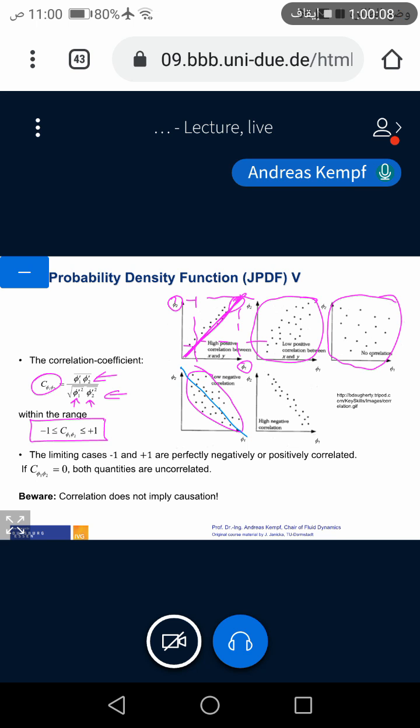So now we have a negative correlation coefficient, meaning that if we find high phi 1, we are in this zone here, where we only find low phi 2. And the other way around, for low phi 1, we find high phi 2. So this is negatively correlated now, and the correlation coefficient will take a negative value between -1 and 0. Here in this case, we are almost perfectly negatively correlated, so we can say that if we find a positive phi 1, we'll also find a negative phi 2.